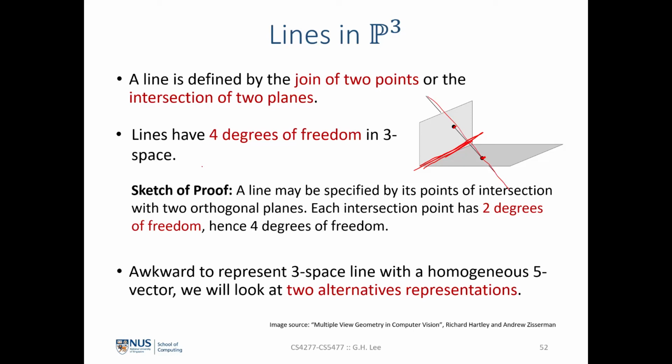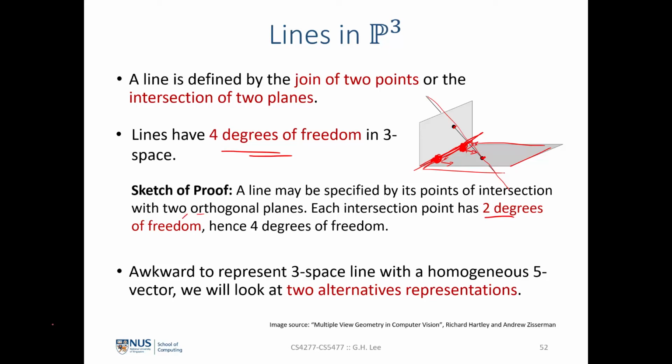And a line has 4 degrees of freedom in the 3D space. A general sketch of the proof of why it has 4 degrees of freedom is this: after we fix the plane, the line defined by the intersection of the 2 planes can be defined by 2 points on this line. Each of these 2 points would have 2 degrees of freedom on the plane. It can move anywhere in the x, y direction in the plane, and this one will also move in the x, y direction. Hence 2 plus 2 gives us 4 degrees of freedom.